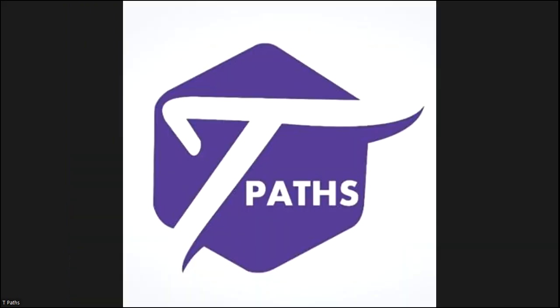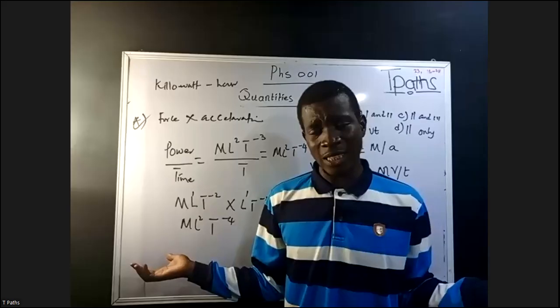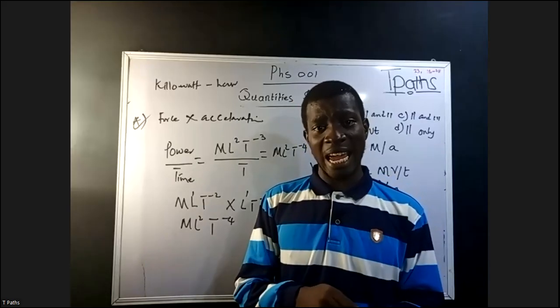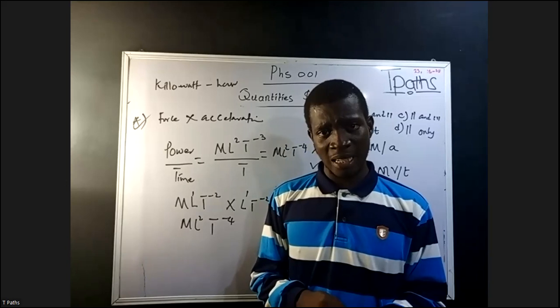Length: instead of writing length as meter, I'm going to write it as L. Instead of writing time as seconds, I'm going to write it as T. So the division and the multiplication of these gives the derived units. For example, let's look at power. How do I get power to be ML squared T raised to the power minus 3?